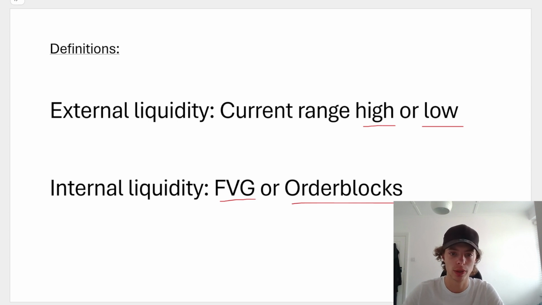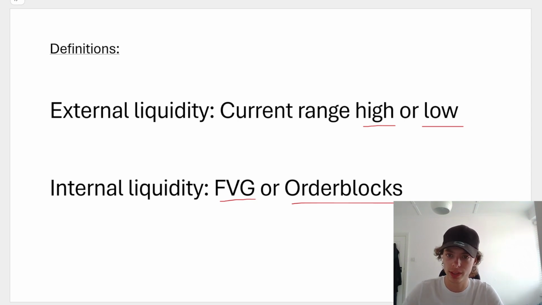What is external liquidity? What is internal liquidity? So external is just the current range high and low, right? And the internal liquidity are the fair value gaps or order blocks, right, within the current range. So super, super simple. If you don't know what either of these are, just Google it, and I'm sure Google AI will tell you exactly what they mean.